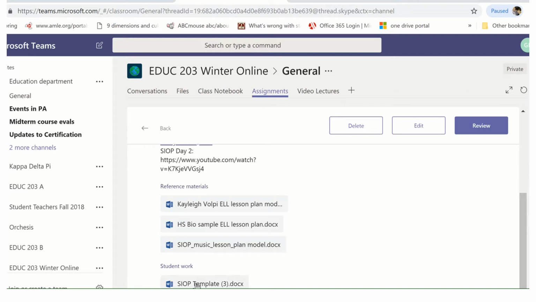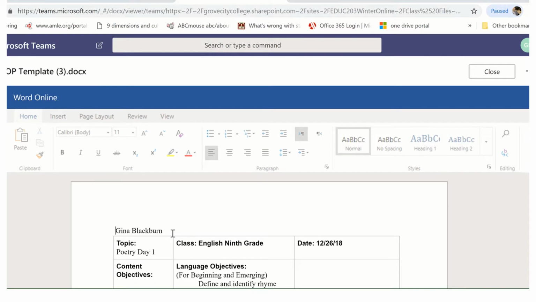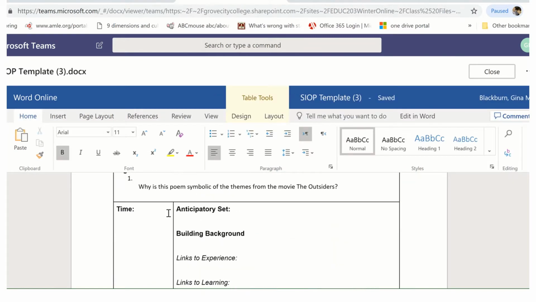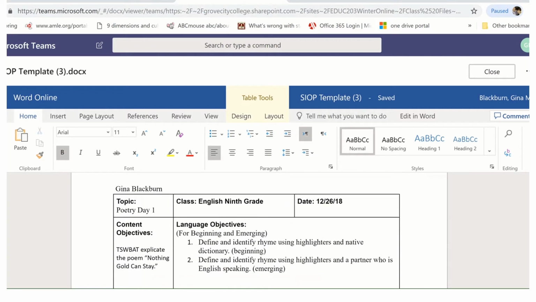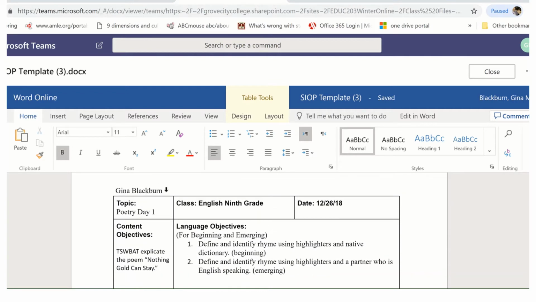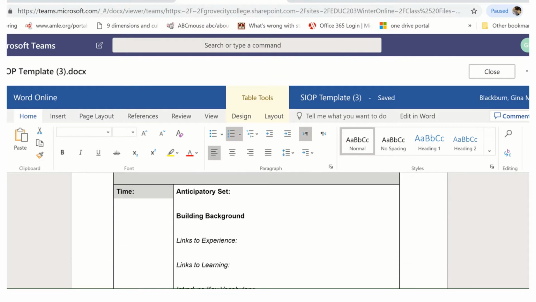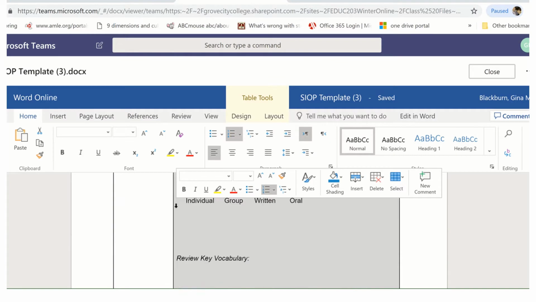So also you have the template below, and we're going to click on that now. You have to use this template, so make sure you open it and then save it as your name and SIOP. So just like Blackburn SIOP would be fine. I need to take this stuff out later because it's now on our Teams forever, so I apologize for that if you're viewing it. But let's take a look.